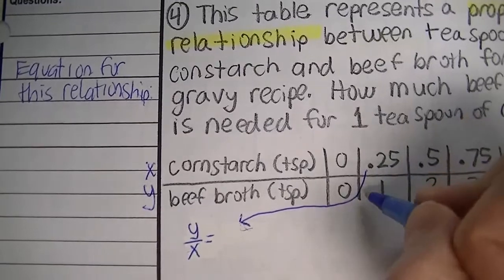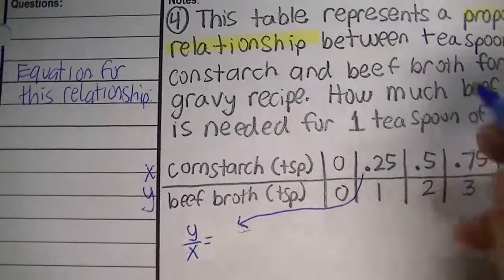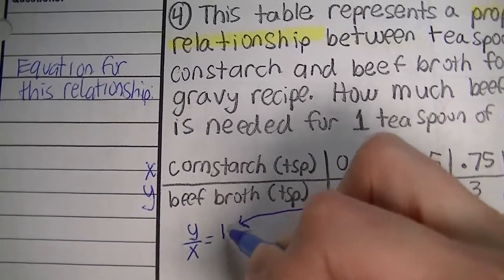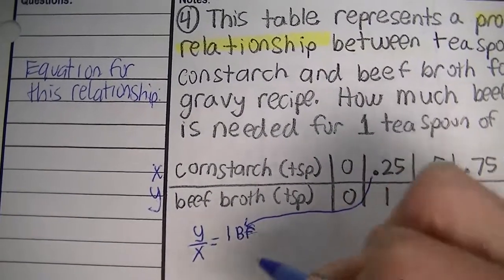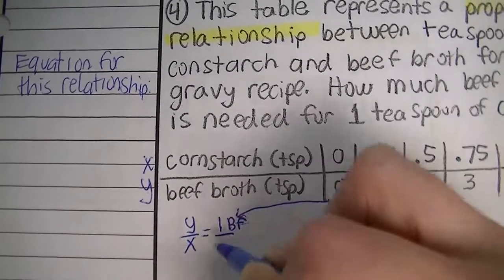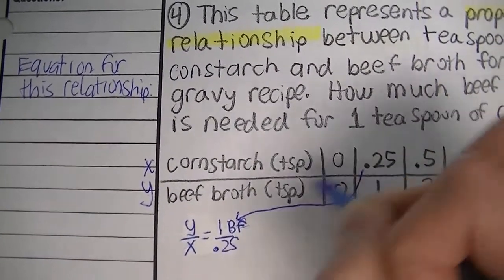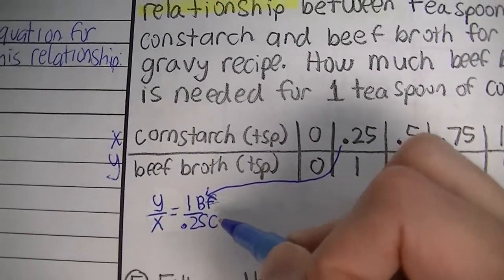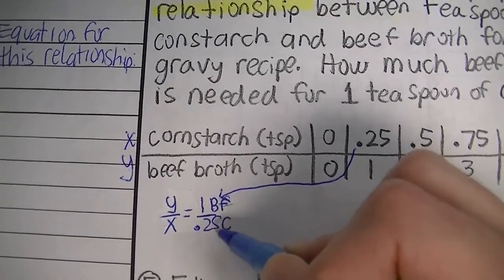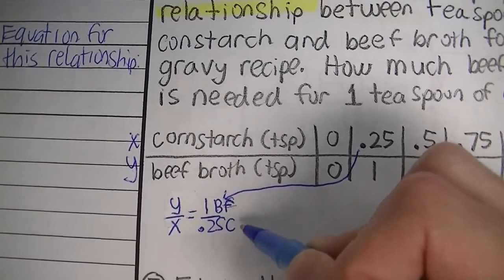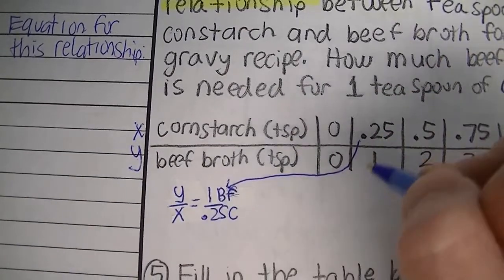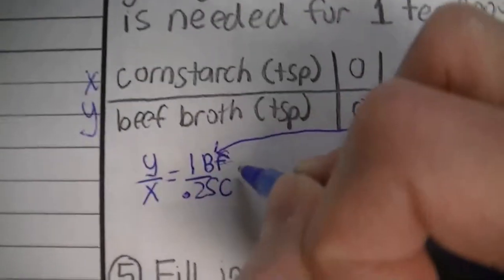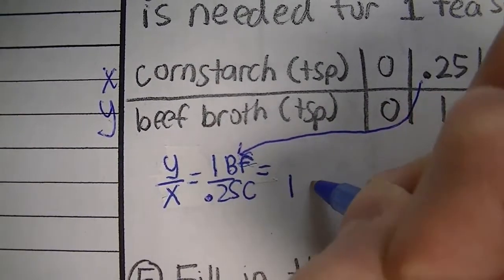That will help us find the unit rate, and because I have x and y labeled in a table, the y value is 1. So it's 1 teaspoon beef broth, so I'm just going to put BF, for 25/100 teaspoon of cornstarch, and I'm just going to put C. Okay, that's not the unit rate necessarily in terms of cornstarch, just because you don't have 1 in the denominator. Yeah, there's a 1 in the numerator, but I want to know how much beef broth is necessary for 1 teaspoon cornstarch. So I want 1 on the bottom, 1 cornstarch.